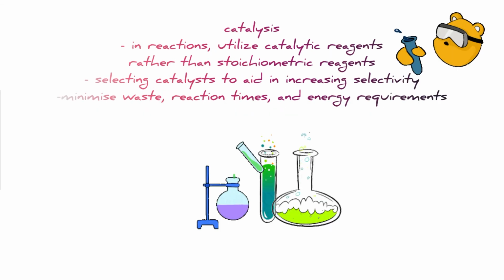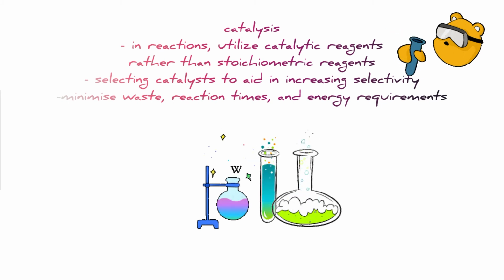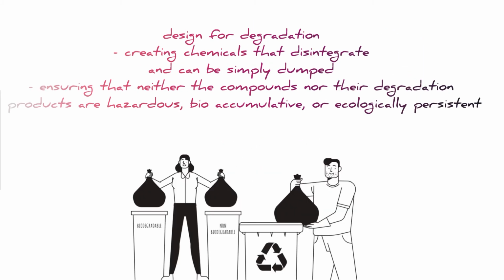The 9th principle: catalysis. Firstly, it focuses on utilizing catalytic reagents rather than stoichiometric reagents in reactions. Second, it focuses on selecting catalysts to aid in increasing selectivity and minimizing waste, reaction times, and energy requirements. The 10th principle: design for degradation. First, it focuses on creating chemicals that disintegrate and can be simply dumped. Then it focuses on ensuring that neither the compounds nor their degradation products are hazardous, bioaccumulative, or ecologically persistent.